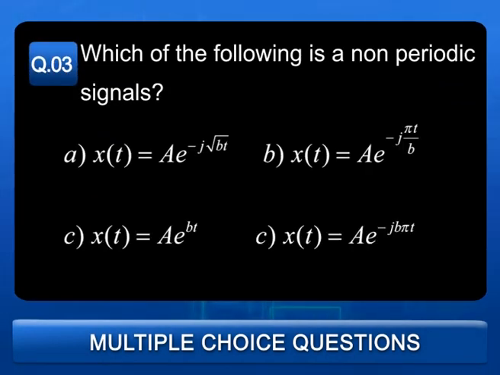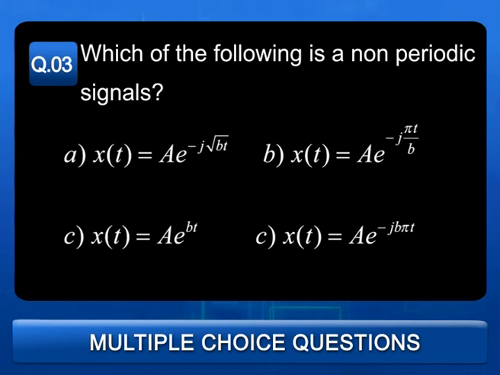Now let us see question number 3. Which of the following is a non-periodic signal? Earlier we were talking about a periodic signal, and this time we are asking whether the following signals given are non-periodic in nature. A, x of t is equal to a e to the power of minus j under root bt. B, x of t is equal to a e to the power of minus j pi t by b.